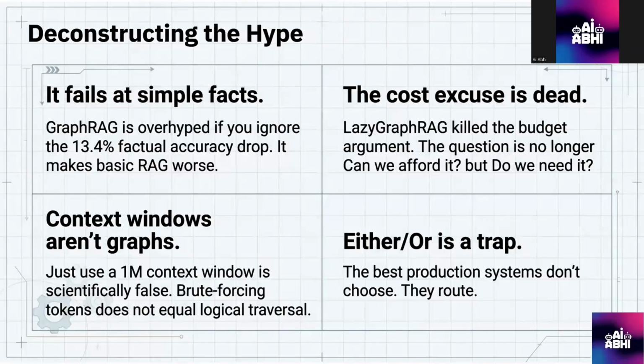And last hot take for us is the best RAG system in 2026 uses both, not one or the other. The highest performing production architecture routes queries based on the type. Simple lookups go to the vector RAG. It's fast, cheap, accurate. Complex relational or global queries go to the GraphRAG or a lazy GraphRAG. Treating it as an either-or choice leaves performance on the table.